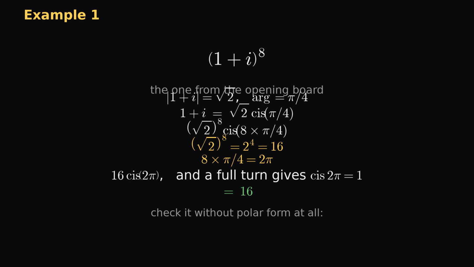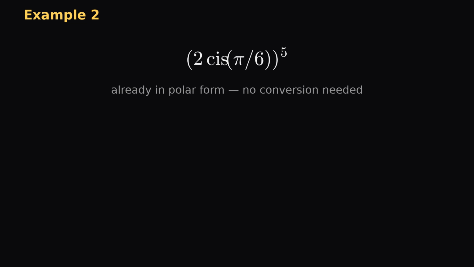(1 + i)^2 is 2i. So (1 + i)^4 is (2i)^2, which is -4. And (-4)^2 is 16. Same answer.